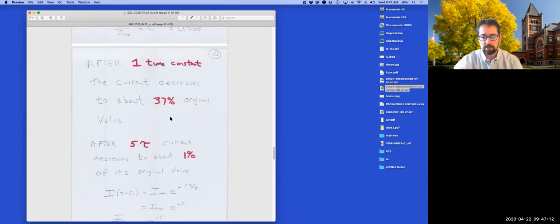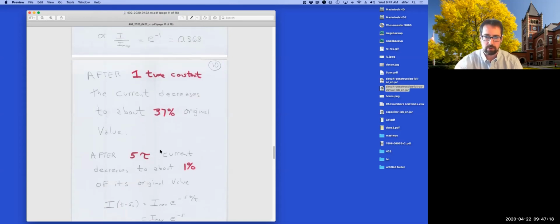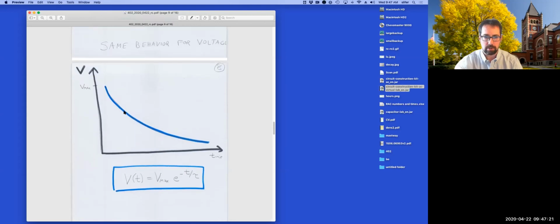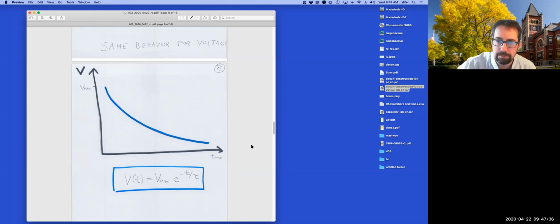One time constant gets me to the point where a lot of the action has already happened. So in between 1 and 5 time constants is where most of the action happens. So again, one time constant is going to get you down to 37%, and then 5 time constants is going to get you within 1% of being done.